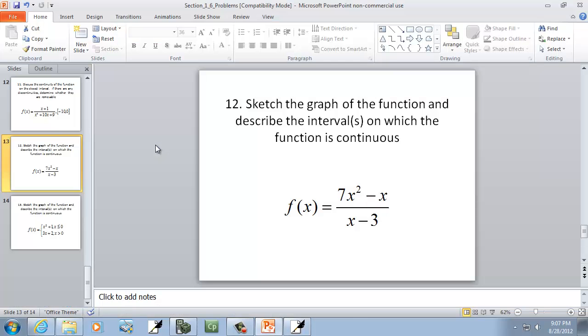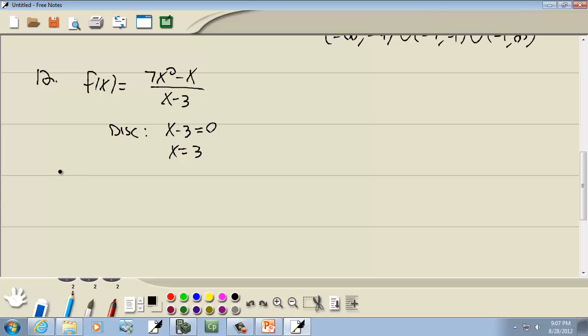Now it says sketch the graph and describe the interval in which the function is continuous. Well, for our continuity, very short and dirty, you can write x cannot equal 3. Or if you want to write interval notation, it'd go from negative infinity to 3, union 3 to positive infinity.